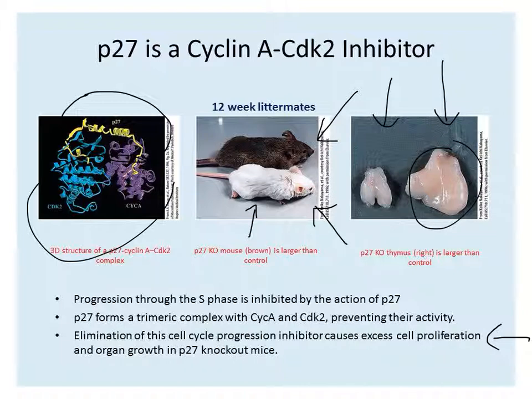What does this mean? P27 is critical for proper development such that it prevents further cell division of cells. And in fact, if you inhibit its function, then you're going to increase cell division numbers, which leads to an increased size and mass of organs, which you can see from here.